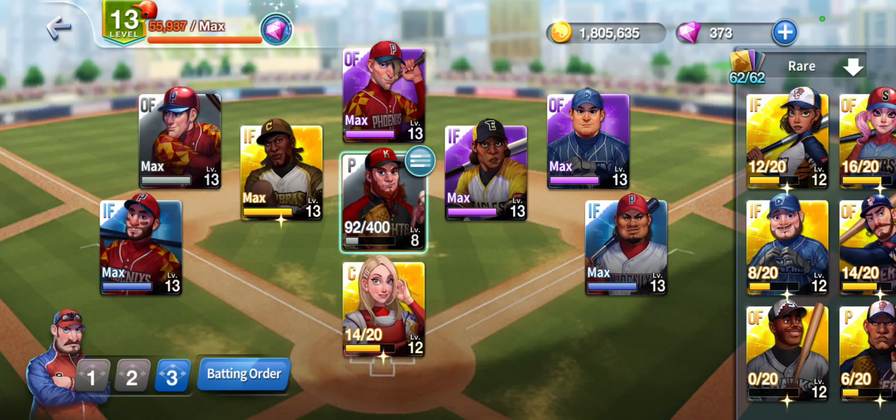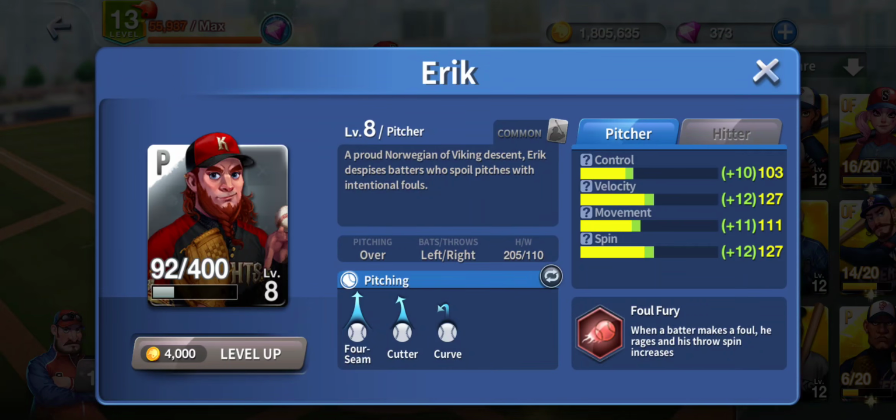So welcome back. Today we're going to check out Erik. And again, Erik is a right-handed pitcher with a four-seam, cutter, curveball. And when batters hit foul balls, his spin increases, which again, spin increases can typically help the movement a little bit with certain cuts of the cutter and curve, which can be very helpful to induce some ground balls.